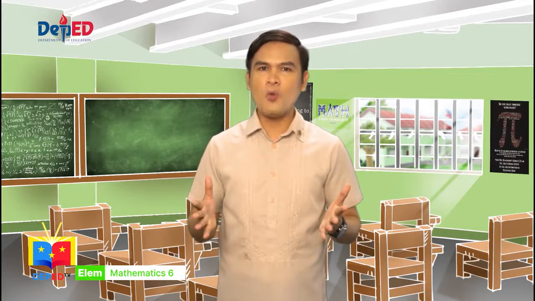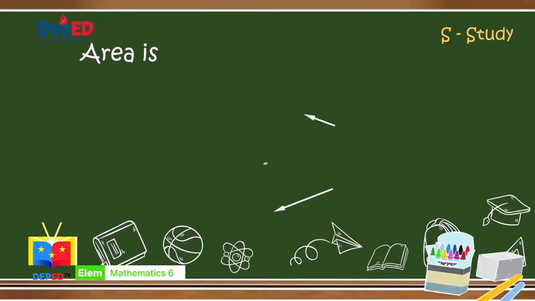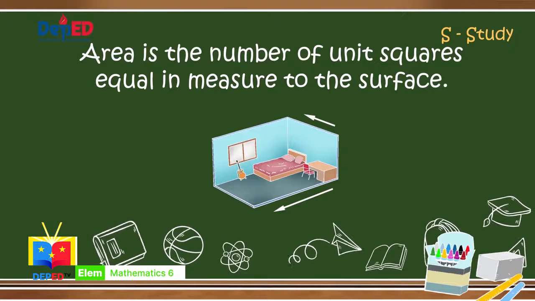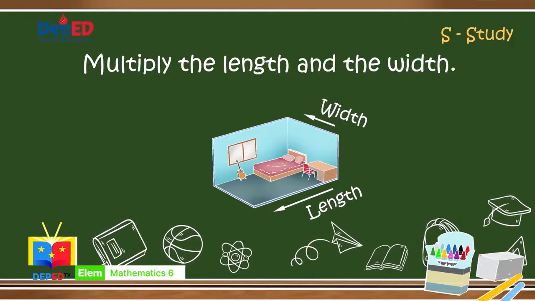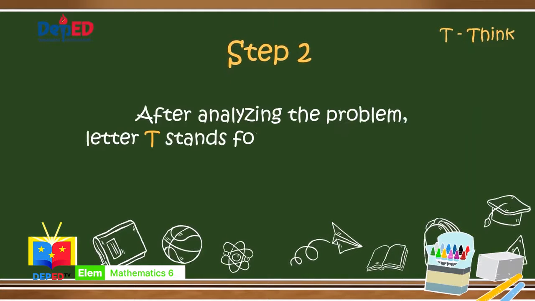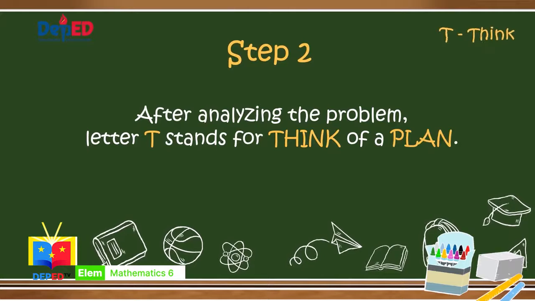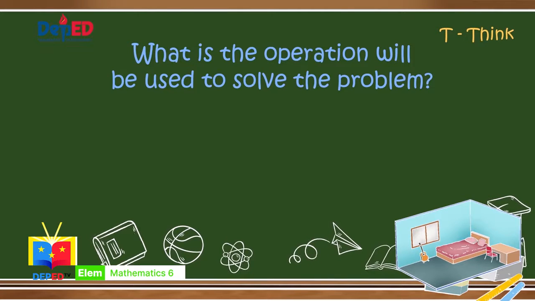Did you still remember what we mean by area? Well, area is the number of unit squares equal in measure to the surface. To find the area, just multiply the length and the width. Step 2. After analyzing the problem, letter T stands for think of a plan. In thinking of a plan, these 2 guide questions should be considered. First, what is the operation that will be used to solve the problem?